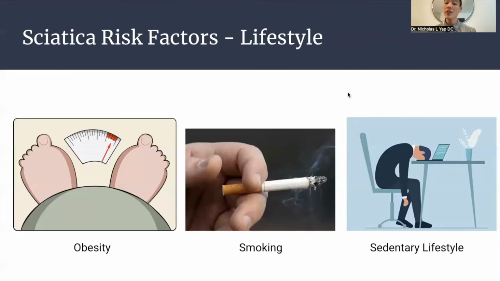And finally, living a sedentary lifestyle. If you're spending 8 to 10 hours a day working from home or at your desk without a lot of movement breaks, you are at a higher risk for potentially developing sciatica. Again, not that living a sedentary lifestyle would lead you to develop a disc injury or sciatica, but rather more of a risk factor for it.